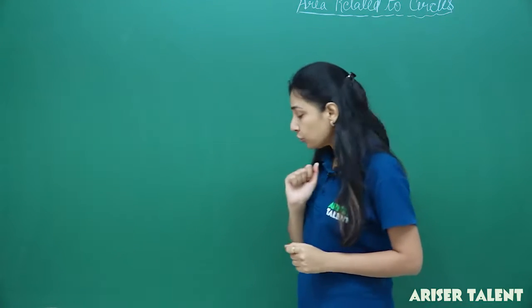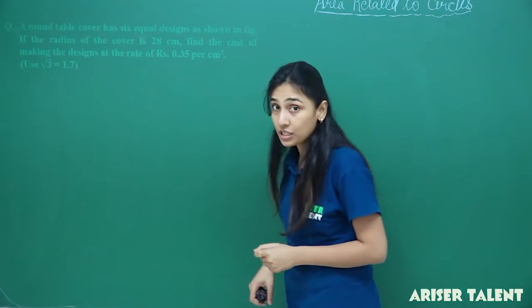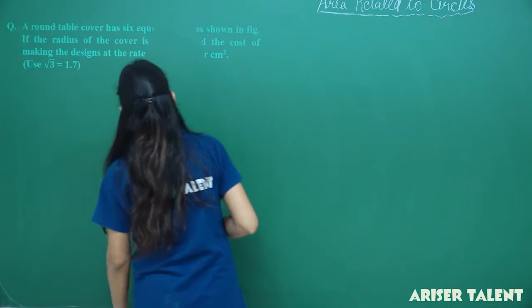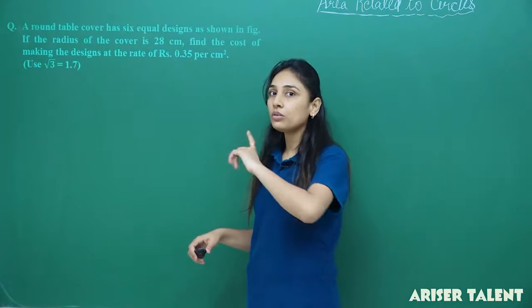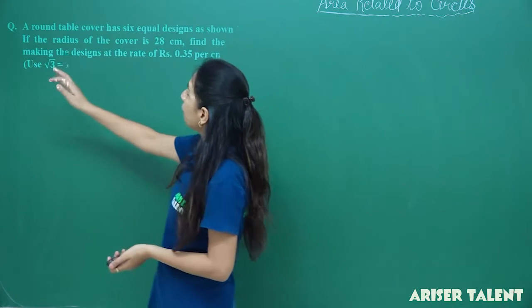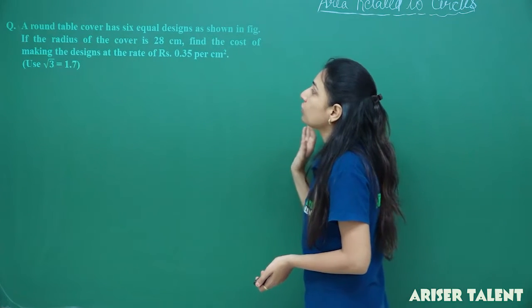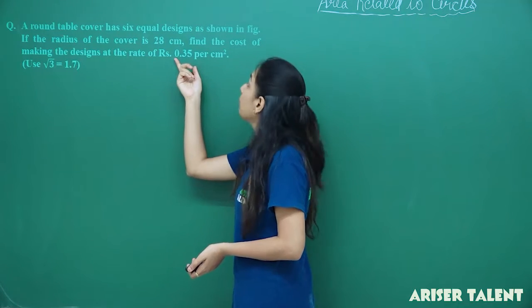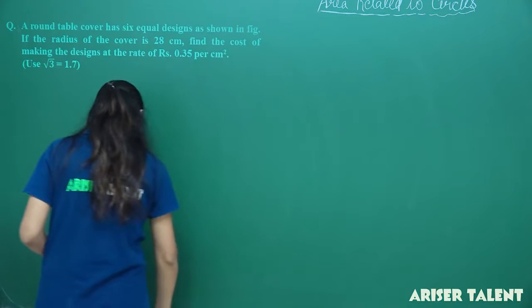Okay, so let's move forward and I'll be having this question for you, which is a round table cover. A round table cover has 6 equal designs as shown in the figure. Now, don't care about this figure, I am going to make this. Now, if the radius of the curve is 28 centimeter, find the cost of making the designs at the rate of 0.35 per centimeter square.